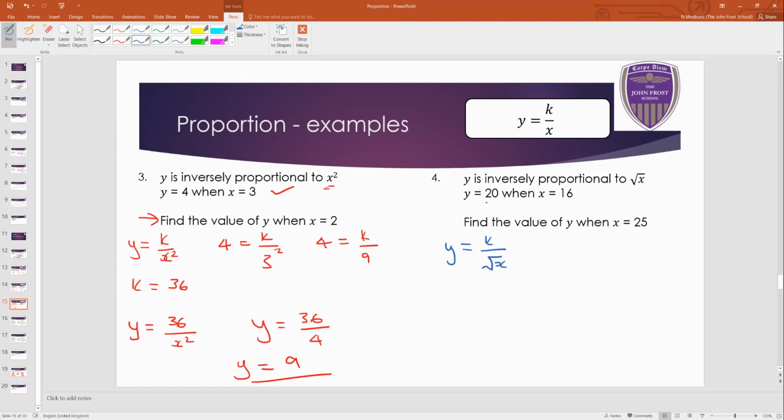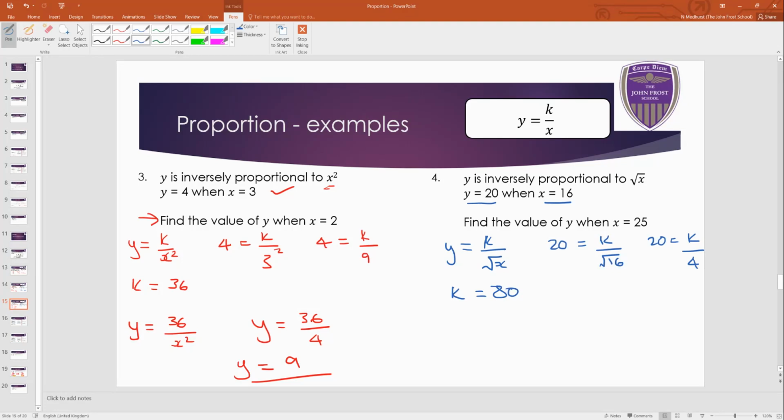Okay, now we can use these two values for x and y, and we can figure out our constant for k. So y is 20, k we're going to figure out, and x is 16. So root 16. Right, that gives us 20 equals k over 4, because the square root of 16 is 4, isn't it? So remember now, this means something divided by 4 equals 20. The opposite of divided by 4 is the times. So k equals 20 times 4, which is 80.